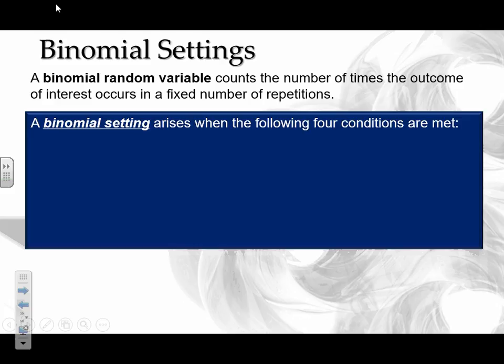Now, one of the things you have to be able to do is take a scenario and determine whether you have what we call a binomial setting. That means, are we dealing with an actual binomial random variable? So in order for a binomial setting to occur, there are 4 conditions that must be met. And on any problem where they ask if you have a binomial setting, you need to make sure you comment on all 4 conditions.